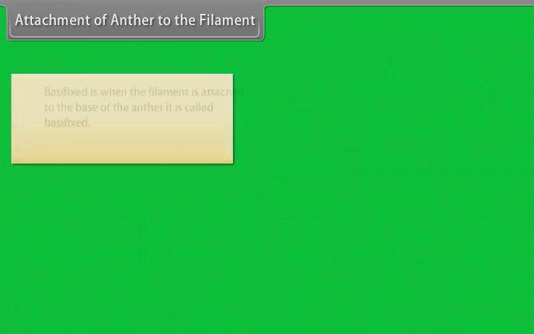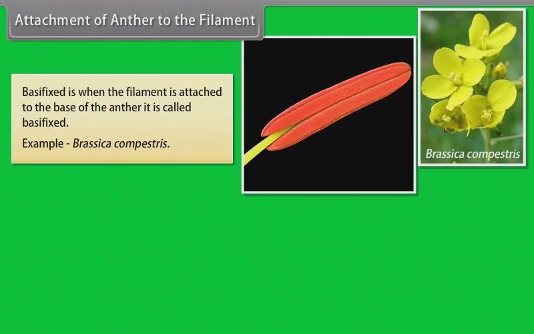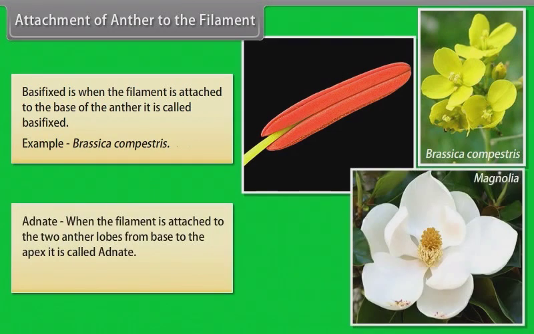Attachment of anther to the filament. Basifixed is when the filament is attached to the base of the anther. Example: Brassica campestris. Adnate is when the filament is attached to the 2 anther lobes from base to apex. Example: Magnolia.